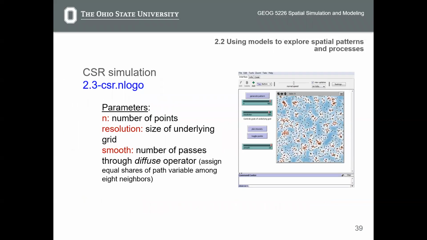Here is another model from the NetLogo zip file for base models that I mentioned before, from the textbook. It is a very simple simulation for forming CSR across a space. I'm not going to detail it. I suggest going to NetLogo and playing with it a little bit. I will stop the recording for this video, and I will see you in the next video. Thank you.